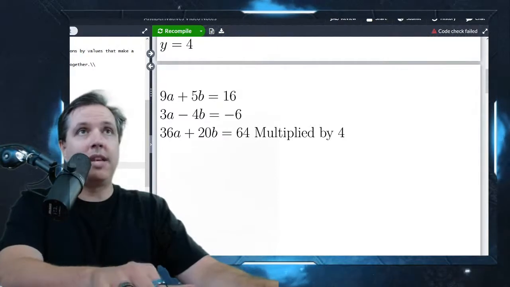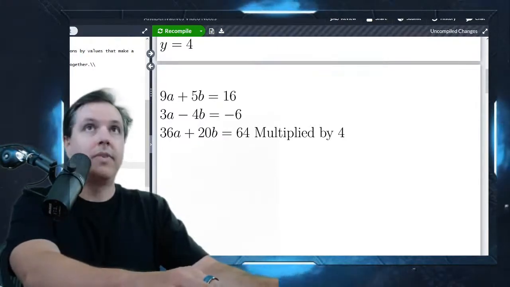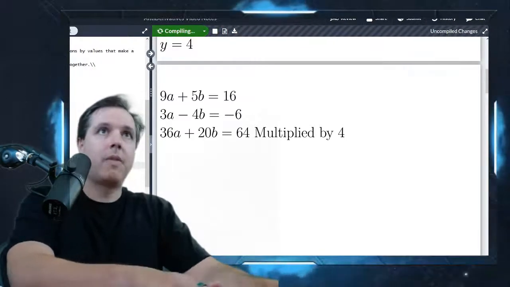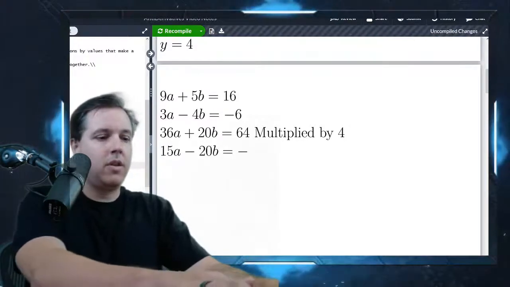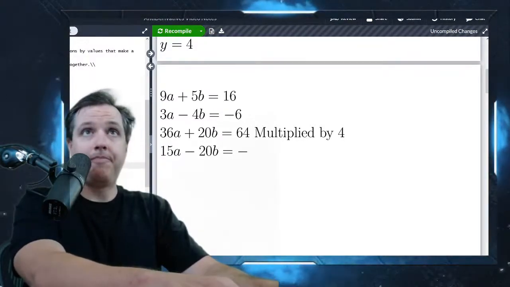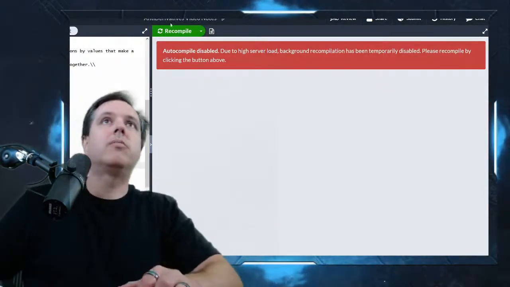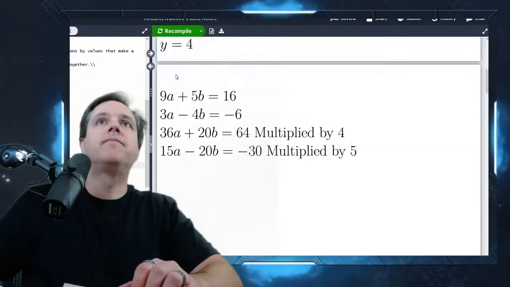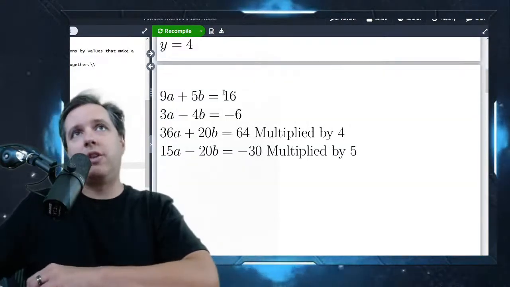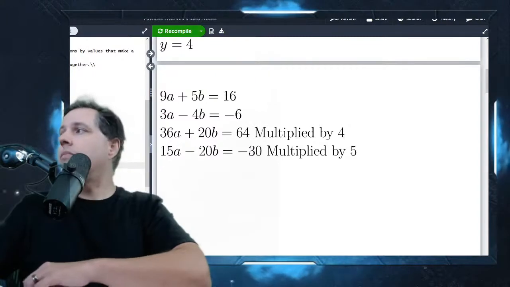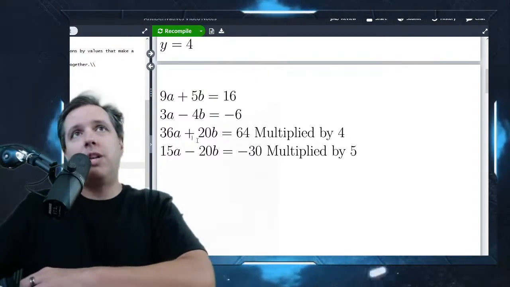Okay, now we're going to multiply the second equation by 5. And this one I multiplied by 5. Okay, so there's what I did. I took this first equation, I multiplied by 4 to get this. Took the second equation, multiplied by 5 to get this. Let me make sure I did that right. Looks right. Okay. Notice how now we go, oh, there's my 20b and my negative 20b.